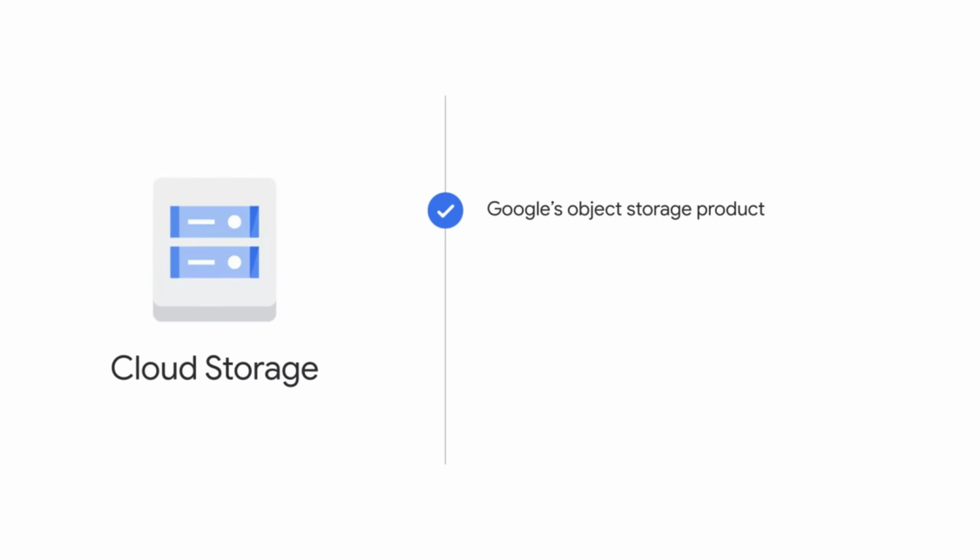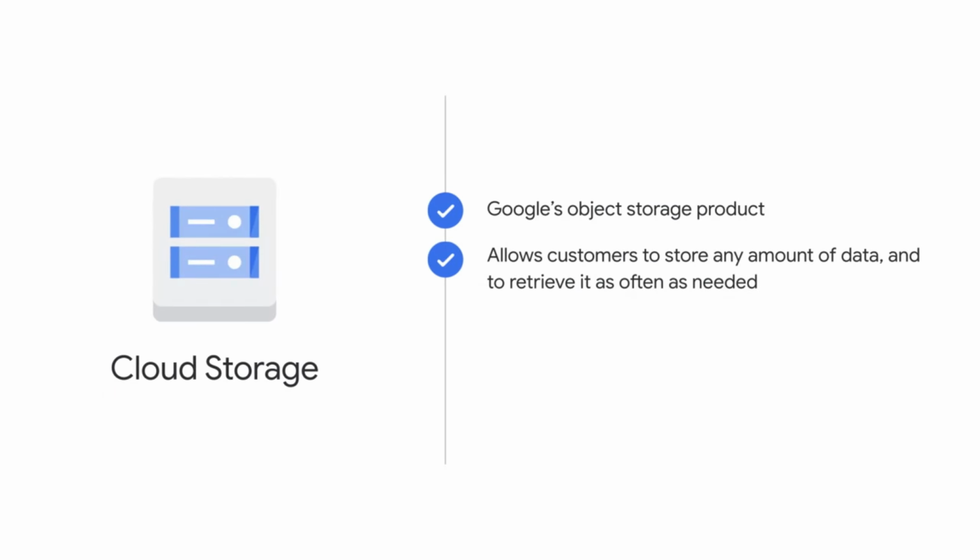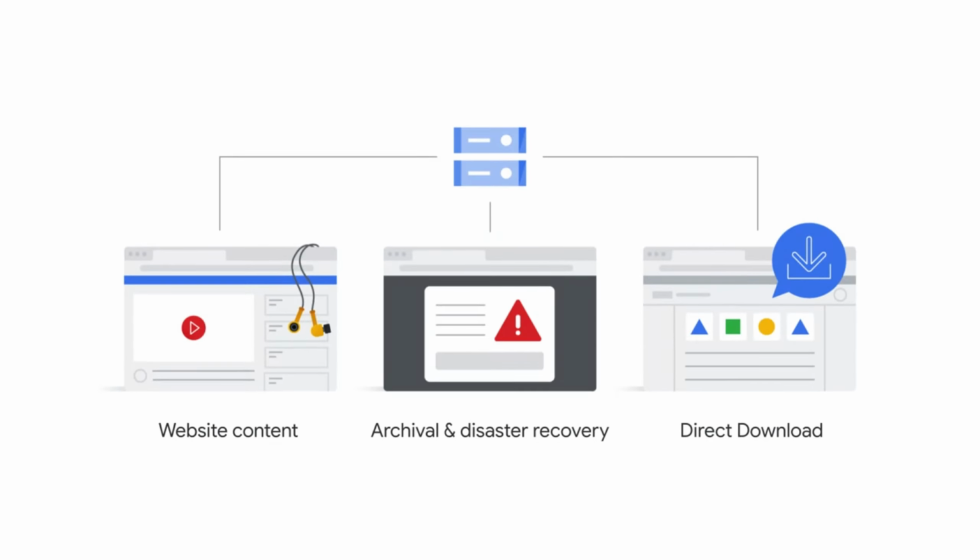Cloud Storage is Google's object storage product. It allows customers to store any amount of data and to retrieve it as often as needed. It's a fully managed, scalable service that has a wide variety of uses. A few examples include serving website content, storing data for archival and disaster recovery, and distributing large data objects to end users via direct download.